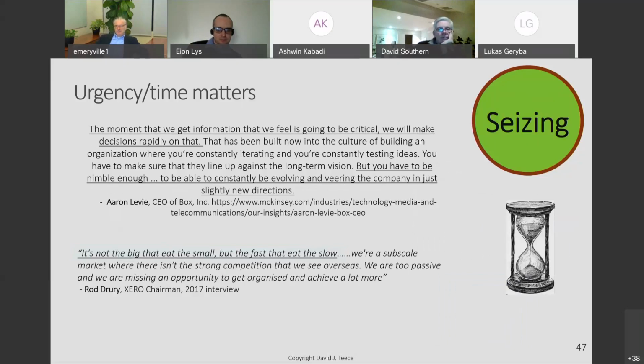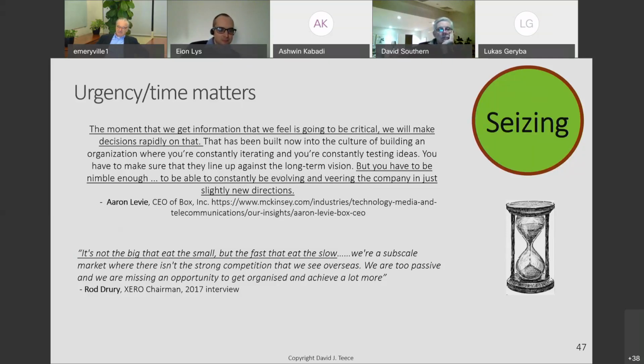And there's plenty of other people that will remind us of the importance of timeliness. And I'll start with the one at the bottom there from my friend Rod Drury, although he claims this is not original. He says, it's not the big that eat the small, but the fast that eat the slow. I think actually it's a combination of both. Certainly not the big that eat the small. The small often eat the big, as was the story with Apple and the iPhone and Nokia. But the fast will certainly eat the slow.